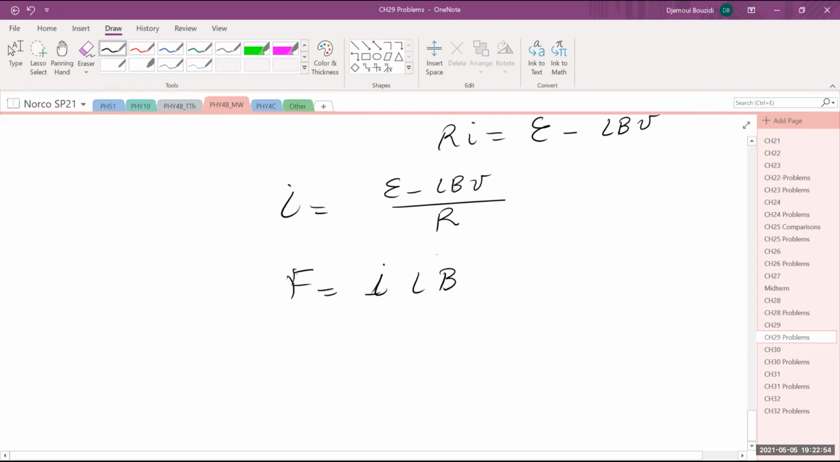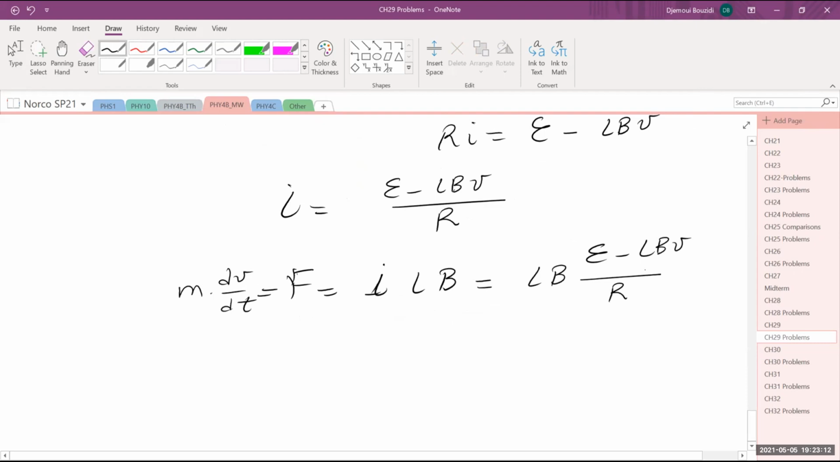Where I is just this current in here, it's equal to LB times the EMF minus LBV over R. Okay, so this is the force, which must be equal to MA, and MA is M dV over dt. Now, I could have written this expression differently.